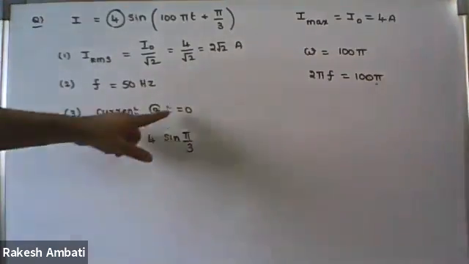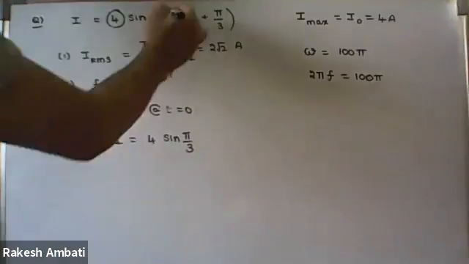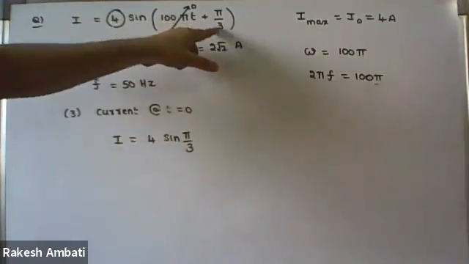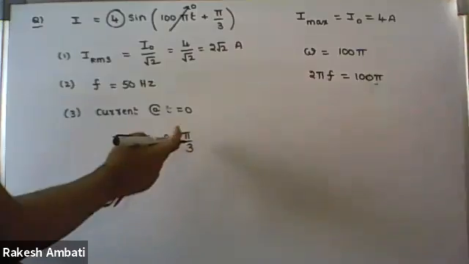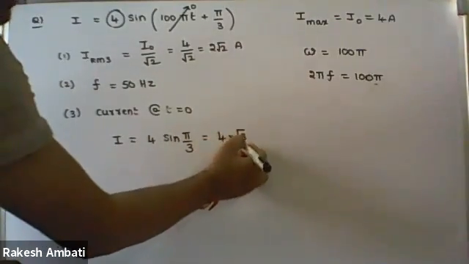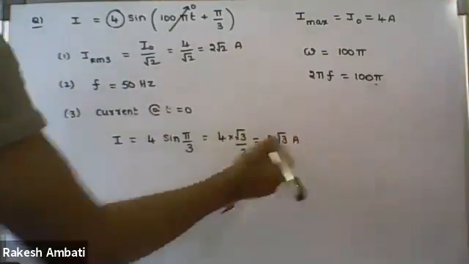So we are finding current at the time t equal to 0. So you take t equal to 0. Now this term becomes 0. Now we are left with only 4 sine pi by 3. Sine pi by 3, sine 60, so root 3 by 2. So 4 into root 3 by 2. When you simplify, we get 2 root 3 amperes.